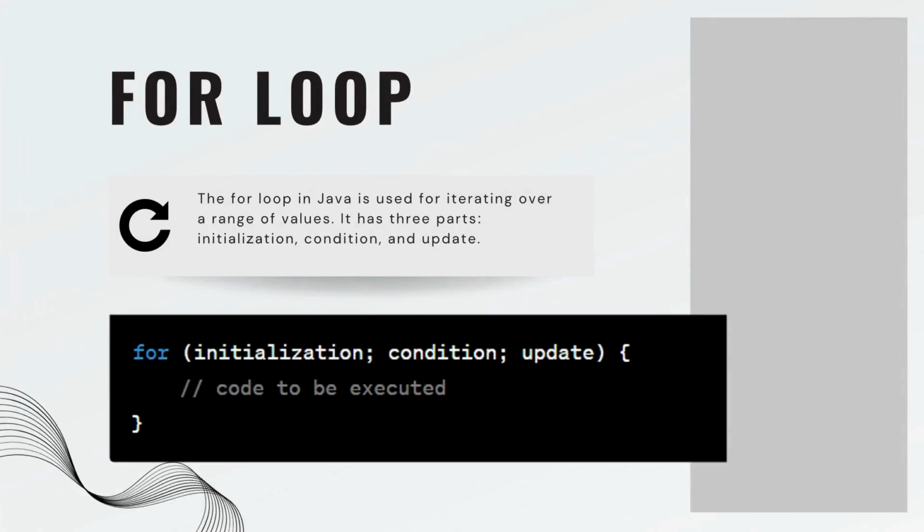For loop is used to iterate over a range of values or elements in a Java collection or other iterable objects. The basic syntax of a for loop in Java is as follows. The initialization statement is executed once at the beginning of the loop. The condition is evaluated before each iteration, and if it is true, the loop continues. If it is false, the loop terminates. The update statement is executed at the end of each iteration.